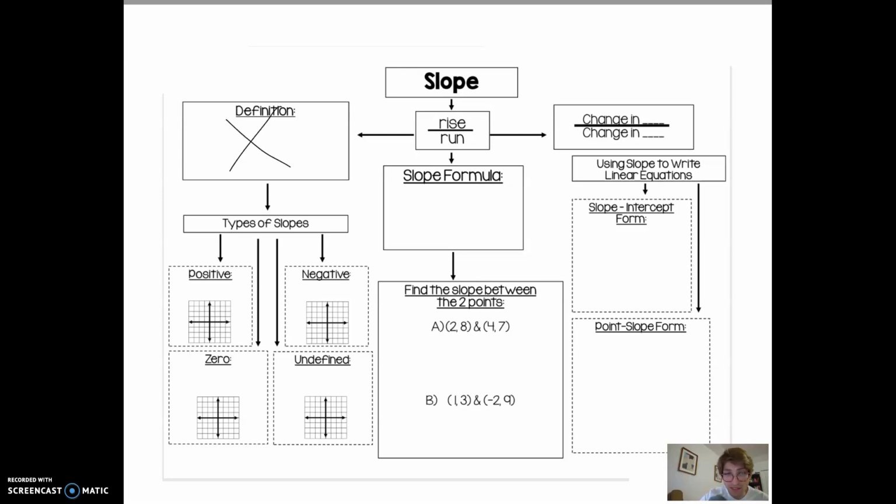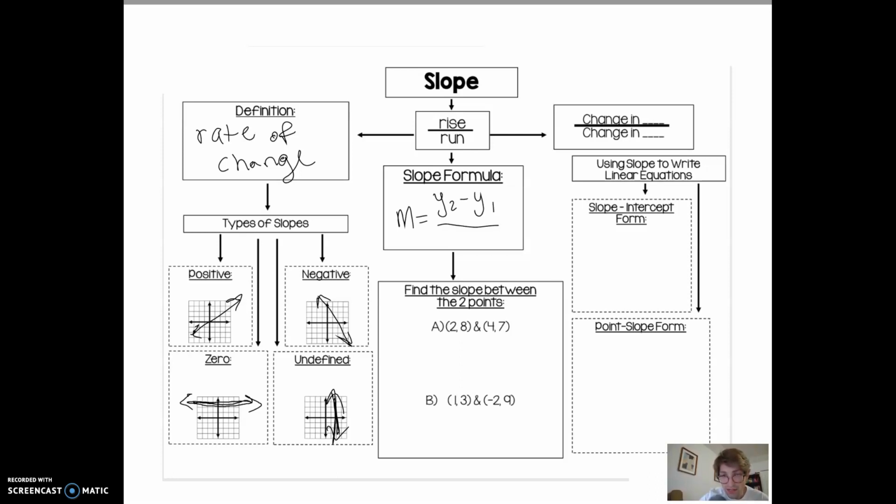I'm going to skip the definition. Actually, you know what? Just kidding. Let's write in there, maybe not the definition, but a synonym: rate of change. That's good to remember. What does a positive slope look like? Increasing line. What does a negative slope look like? Decreasing line. What does a zero slope look like? Horizontal. What does an undefined slope look like? Vertical. Slope formula here in the middle.